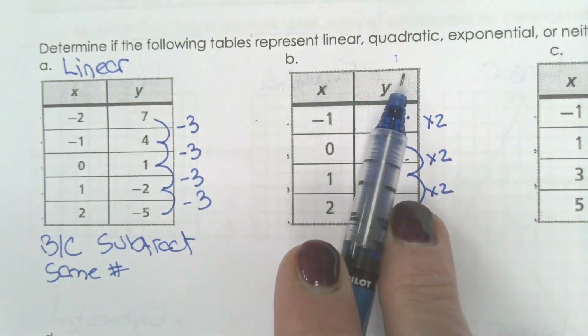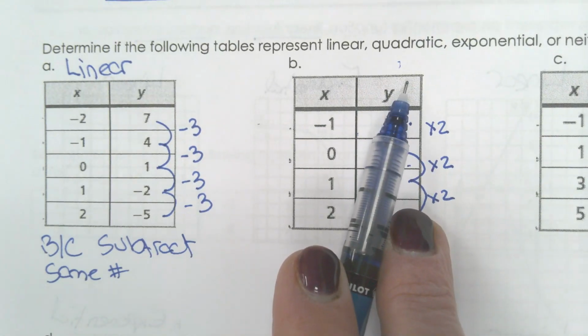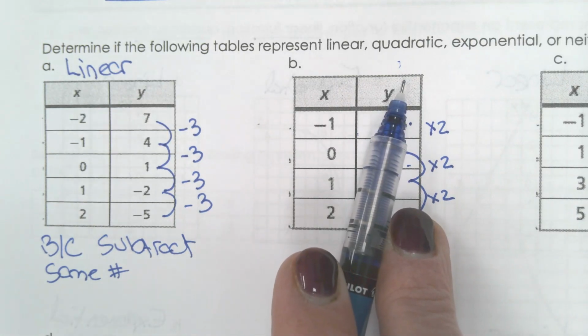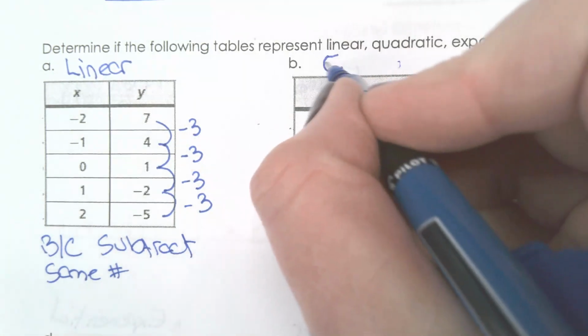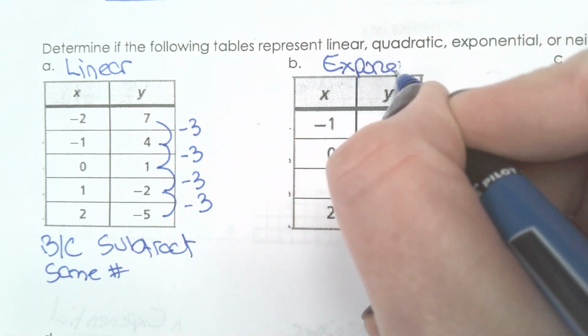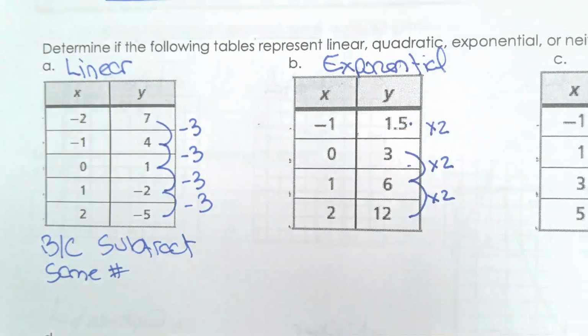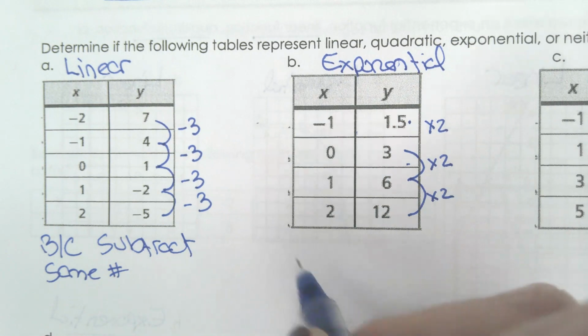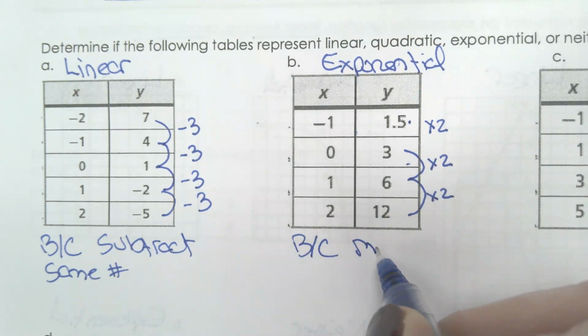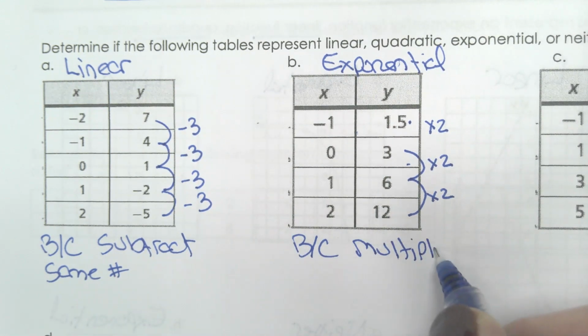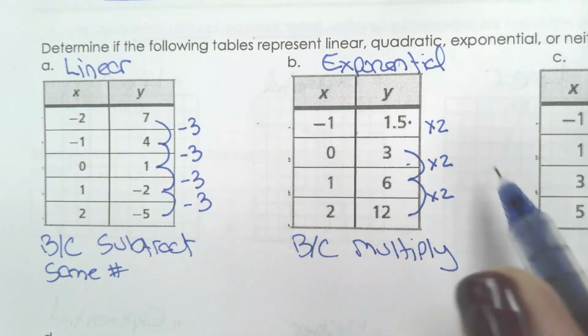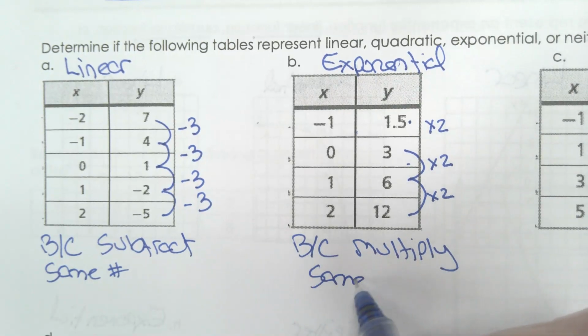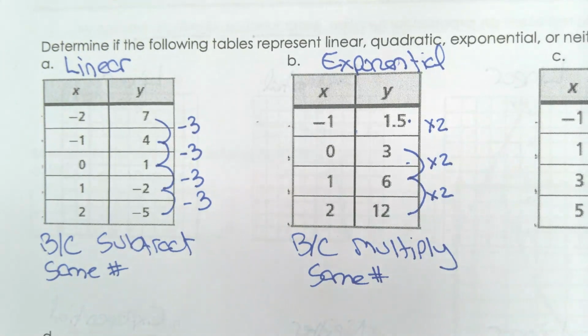What is that an example of? Linear, quadratic, exponential. This is an example of an exponential. I can tell this is an exponential function because I multiply by the same number over and over again.